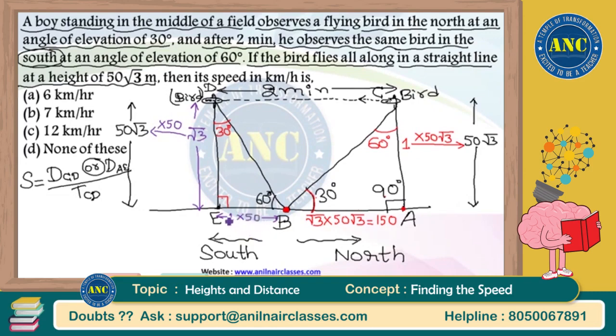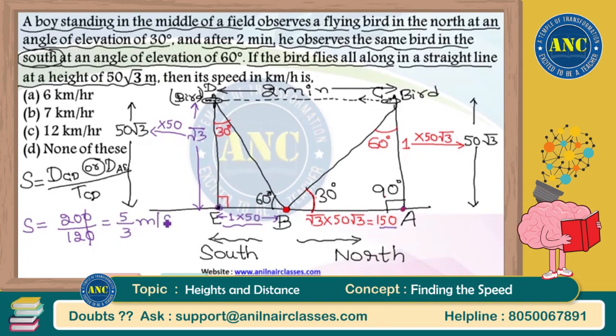That means the total distance travelled from A to E: from A to B it is 150, from B to E it is 50. Total is 150 plus 50. So total distance travelled is 200 meters. Total time taken is 120 seconds, which is given in the question as 2 minutes. So 200 by 120 is 20 by 12. 4 into 5, 4 into 3. 5 by 3 meters per second.